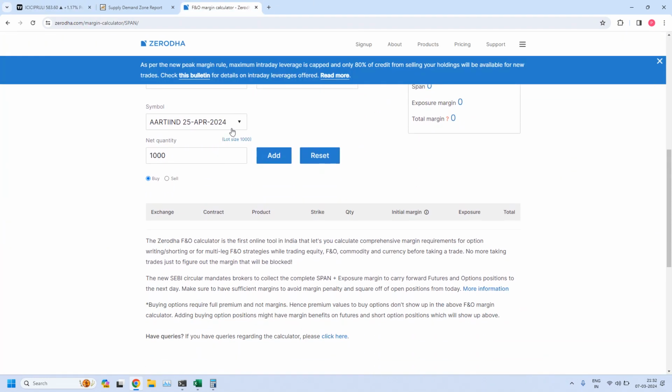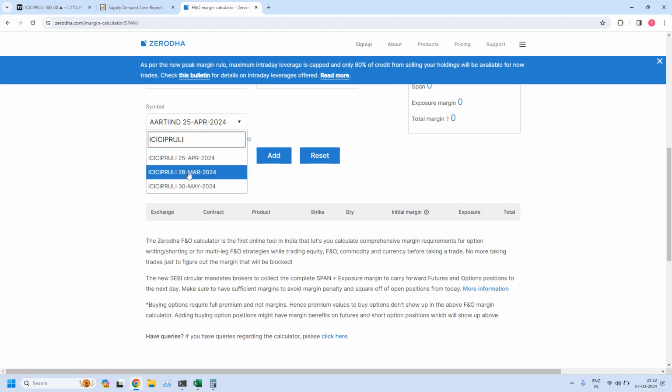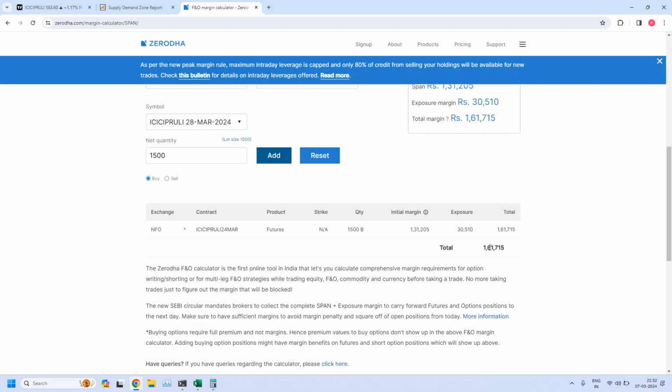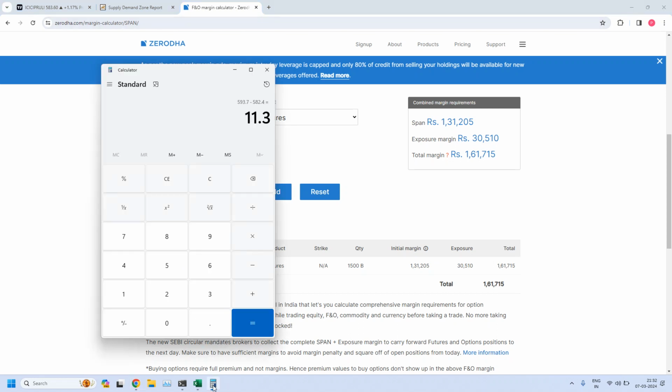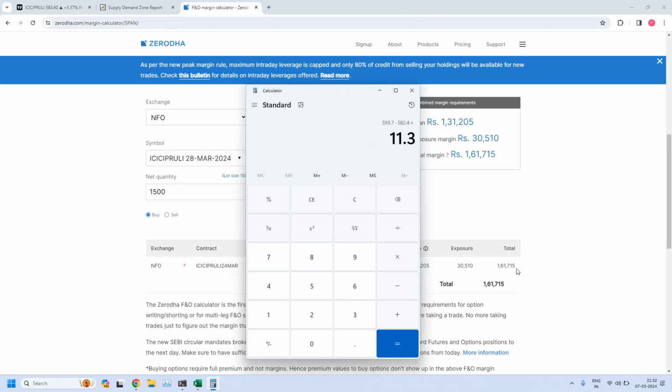In Zerodha's margin calculator, I am entering the stock code, and this month is March, ICICI March future. 1500 is the quantity, and it is around 1,62,000, close to 1,62,000 approximately. Because by the time prices went to the entry area, maybe it would have increased slightly.